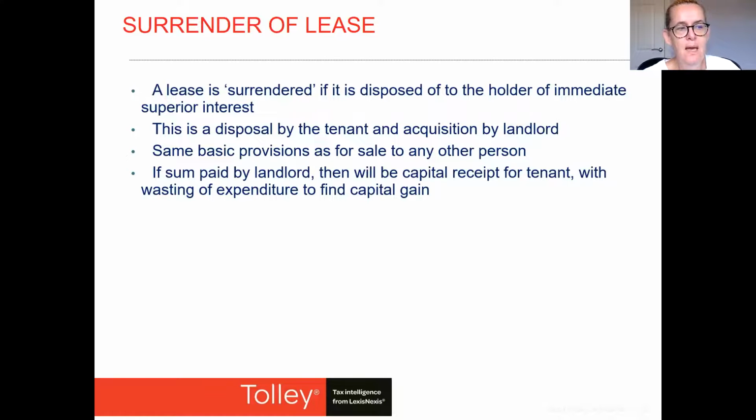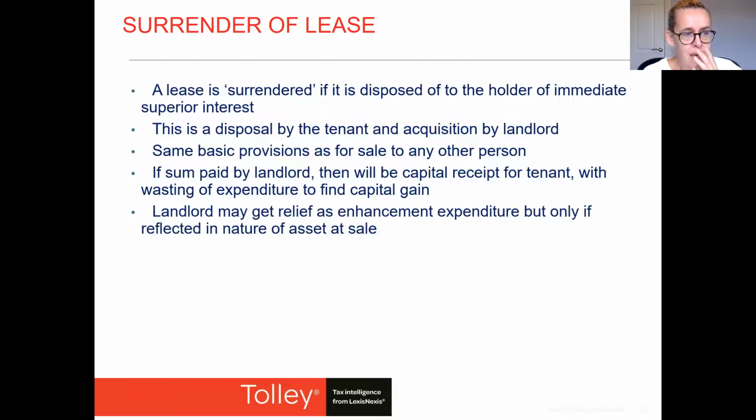So if a sum is paid by the landlord to the tenant, that will be a capital receipt for the tenant, wasting of any expenditure that they incurred to find the capital gain. But if you have a situation where a tenant is paying market rent so that there was no upfront premium, then the whole of any capital sum that they receive would be subject to capital gains tax. The landlord may well be able to add that cost to his base cost for capital gains purposes as enhancement expenditure, but that is only ever going to be allowable if that enhancement expenditure is reflected in the nature of the asset at the time of sale.